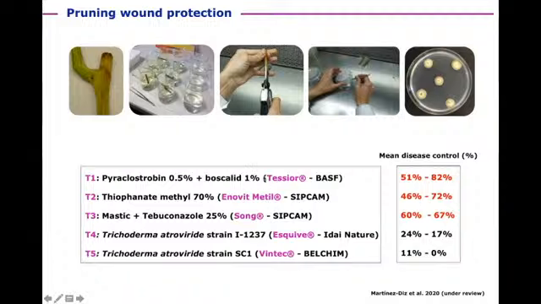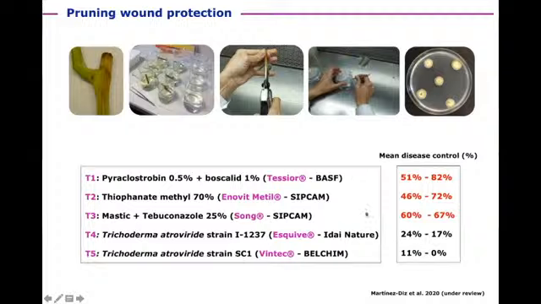The pyraclostrobin plus boscalid treatment, Tessior, contains a liquid polymer and is already formulated to be directly sprayed onto pruning wounds without any previous mixing. We used 2 Trichoderma-based products, Trichoderma atroviride strain I-1237, Skiff, and the strain SC1, Vintec.